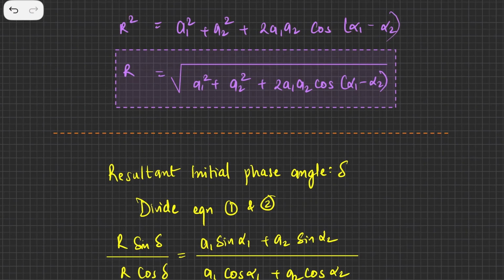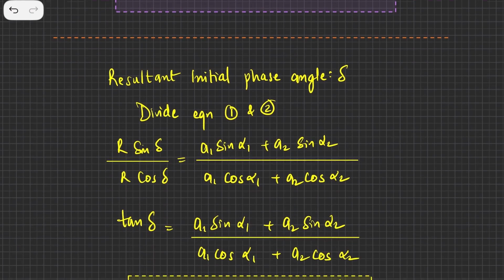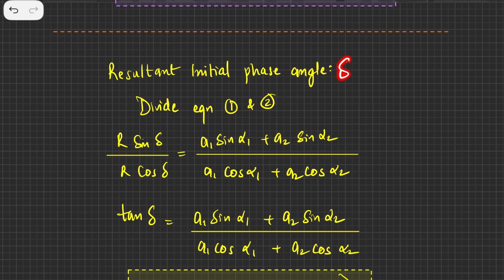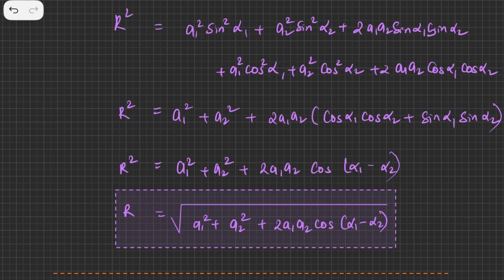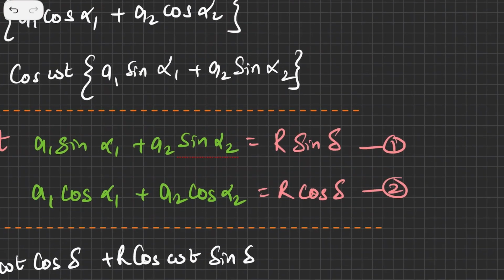And the next part of this video is the resultant initial phase angle, which is written by delta, which I also introduced in my previous video. Now I have found the value of r, but I need to get rid of r and find the value for delta. So it's a very simple process.